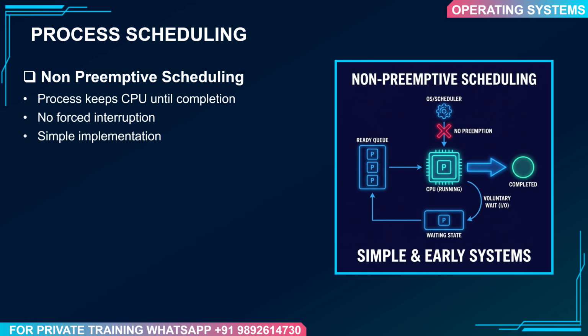In non-preemptive scheduling, once a process gets the CPU, it keeps it until it finishes execution or voluntarily gives it up, usually by going into a waiting state for I/O. The operating system does not forcibly take the CPU away. This approach is simple and easy to implement. Early operating systems and simple batch systems often use this idea.